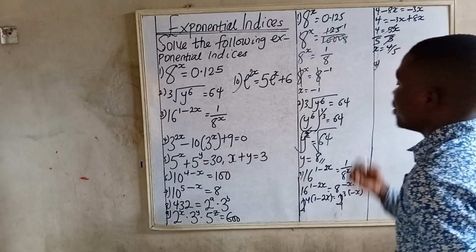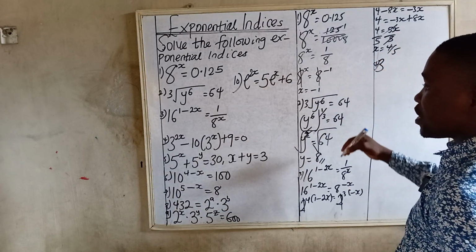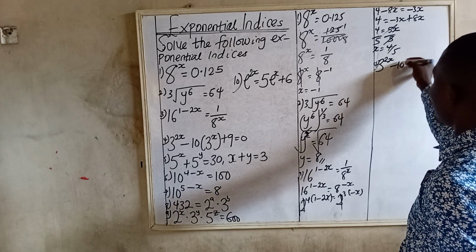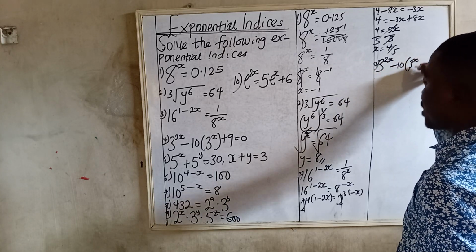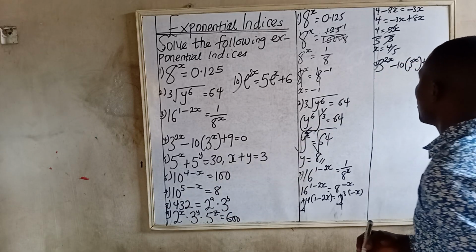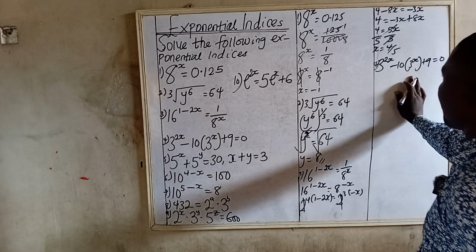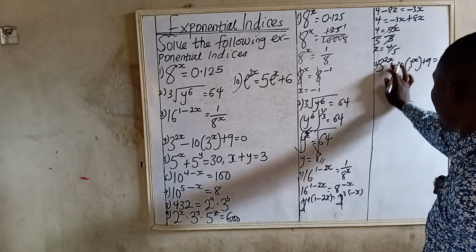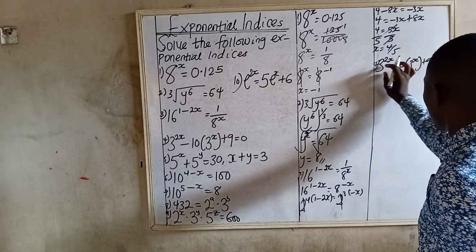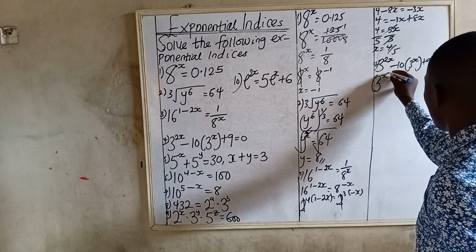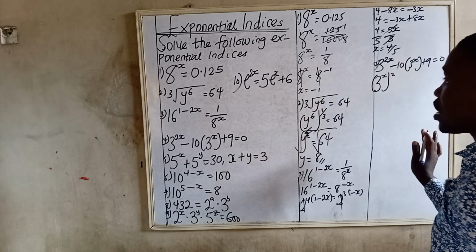Number 4. Very simple. We have 3 raised to the power 2x minus 10 in bracket 3 raised to the power x plus 9. Everything is equals to 0. Now, if you observe here, we have 3 raised to the power x here. We can also change this form so that we can have the same thing as this one here. So we can have 3 raised to the power x, everything raised to the power 2.